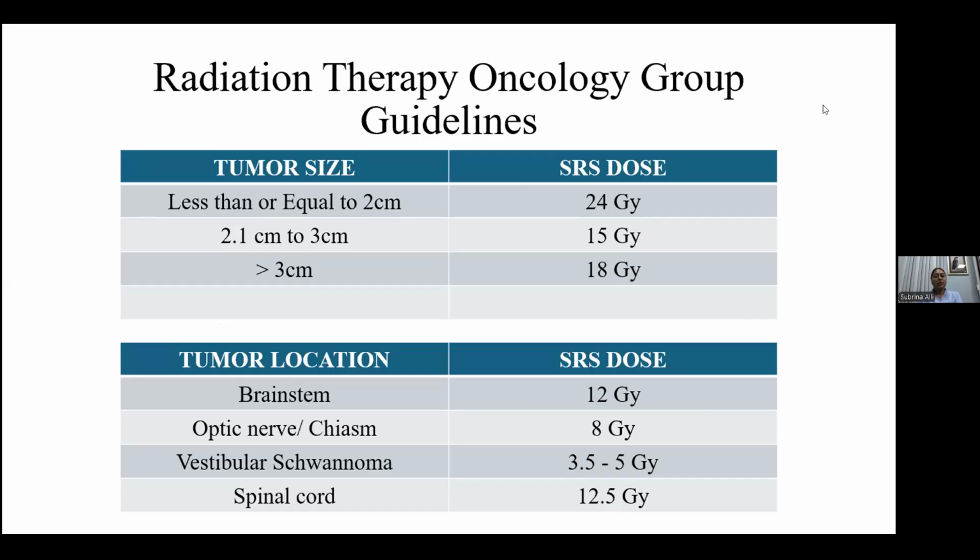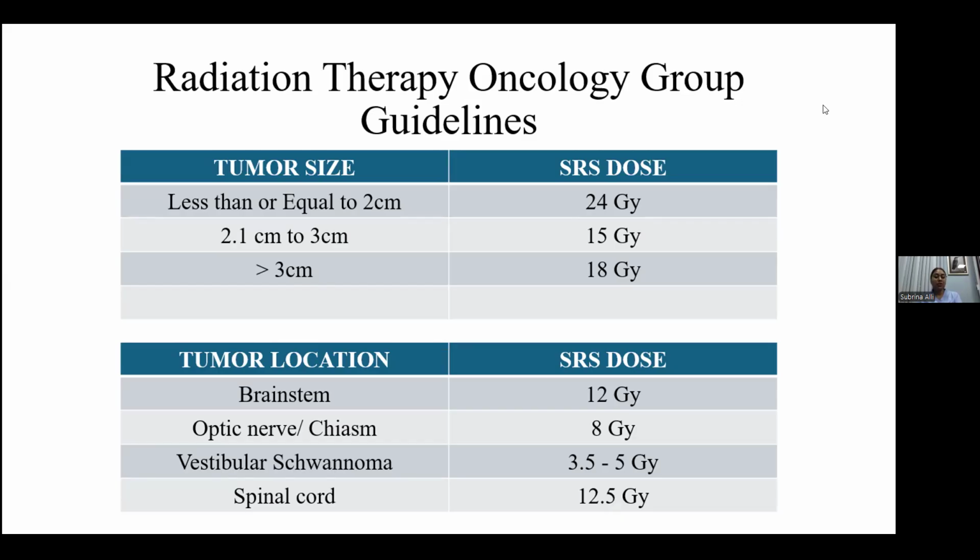The Radiation Therapy Oncology Group guidelines classify the tumor size and the stereotactic radiosurgery dose of radiation that can be given. For tumors that are less than or equal to 2 centimeters in diameter, we can give up to 24 grays of radiation. For tumors between 2.1 and 3 centimeters, we give up to 15 grays. And generally speaking, tumors more than 3 centimeters are institution based or clinician based treatment, but we can give up to 18 grays of radiation.